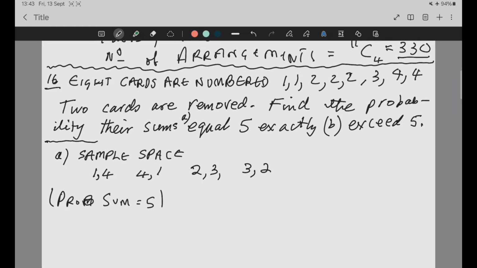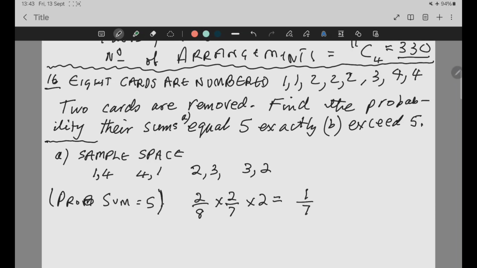right, now there are 2 ones out of 8 numbers, so that's 2 out of 8, and similarly for the 4s, but that's 2 out of 7, but it could be in the reverse order, so we multiply that by 2. So that deals with the first 2 items in the sample space, and that will come down to 1 out of 7.